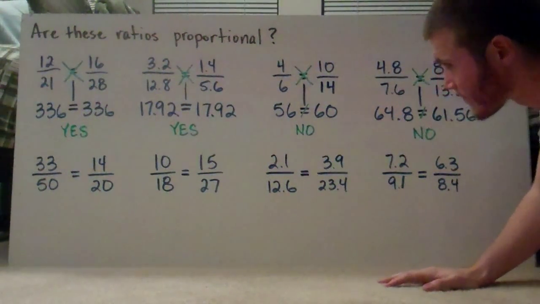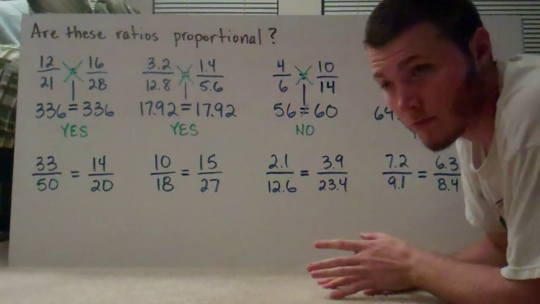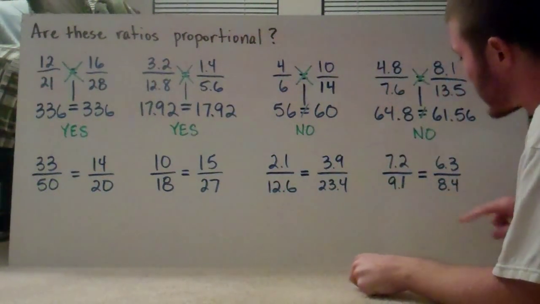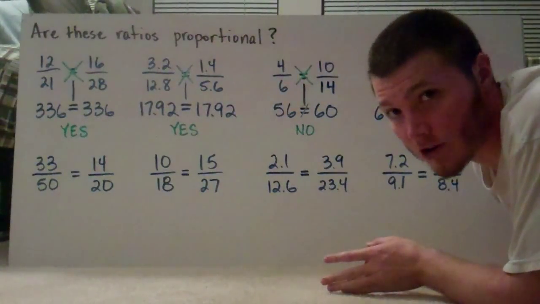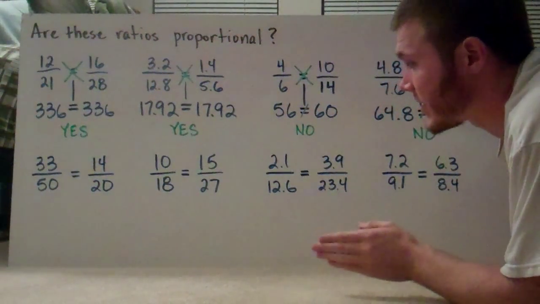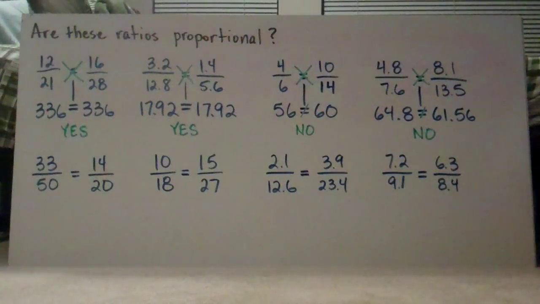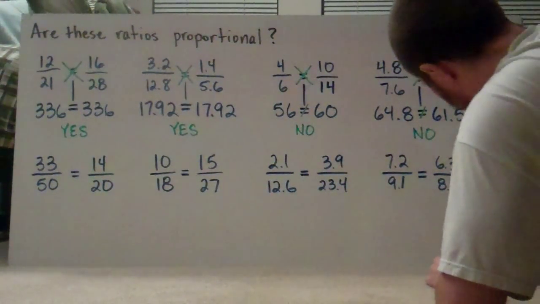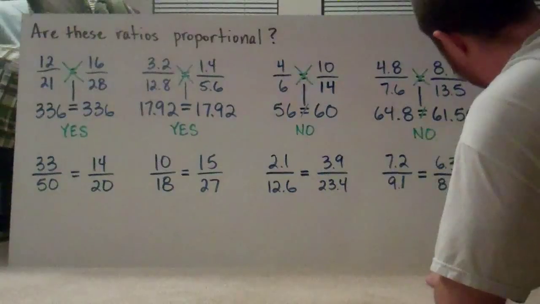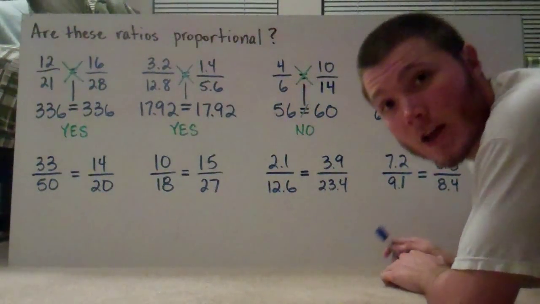Alright, pretty easy. Now what I want you to do is on your own, these 4 sets of ratios, I want you to use cross multiplication to figure out if each set is proportional. So pause the video, I'll be right back. Alright, so hopefully you guys paused the video. I'm going to go over the answers.